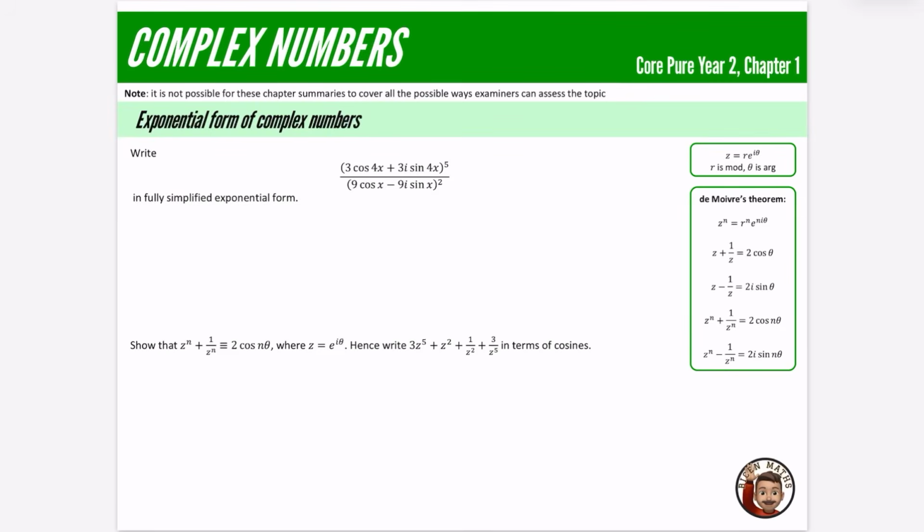Okay, so we are moving on to the chapter summaries for Core Pure Year 2, and we're starting with the first chapter, which, like Core Pure Year 1, is also complex numbers, but definitely much more complicated. Now, I always say this at the beginning of these videos for further maths.